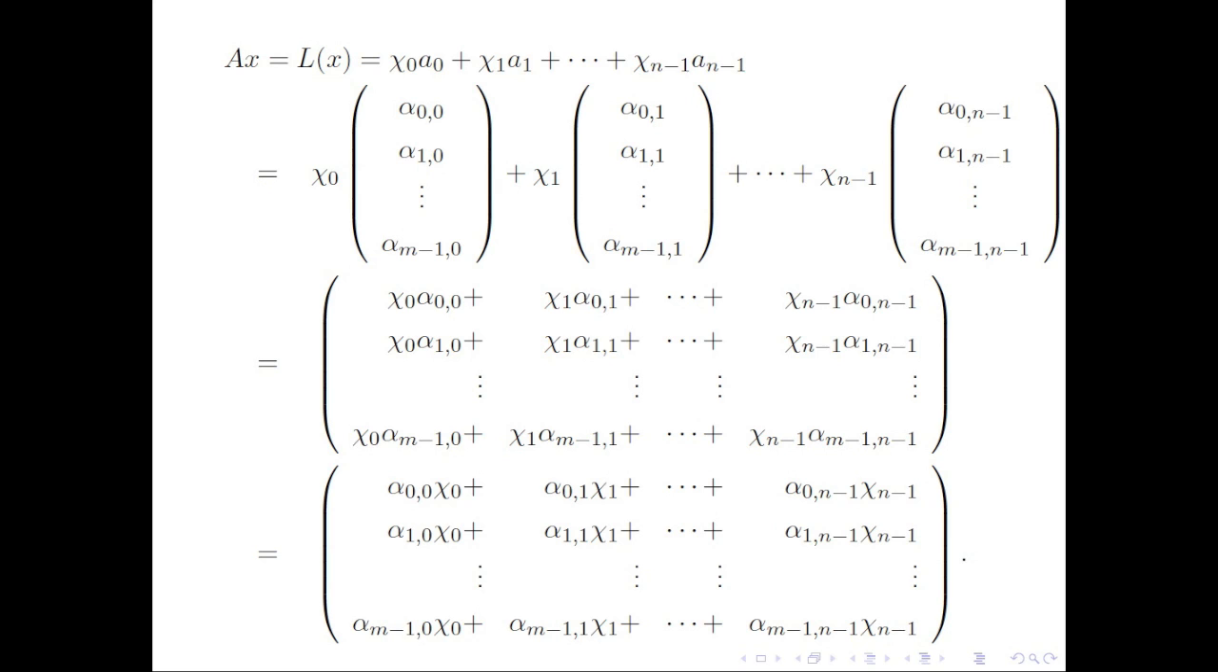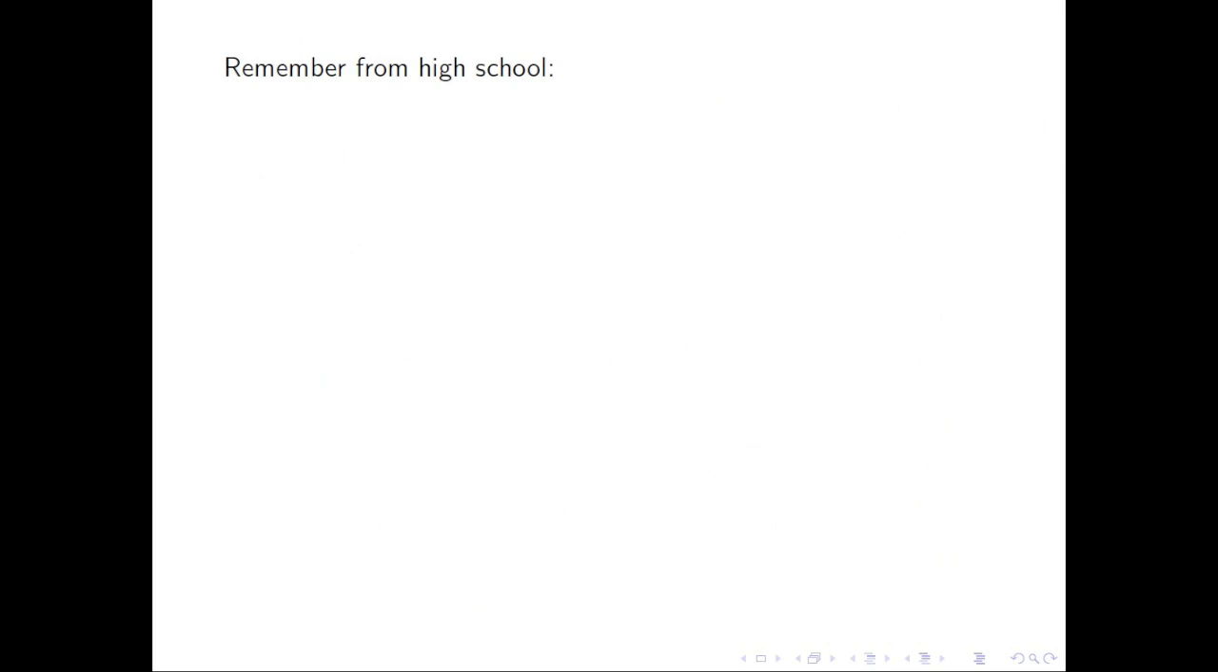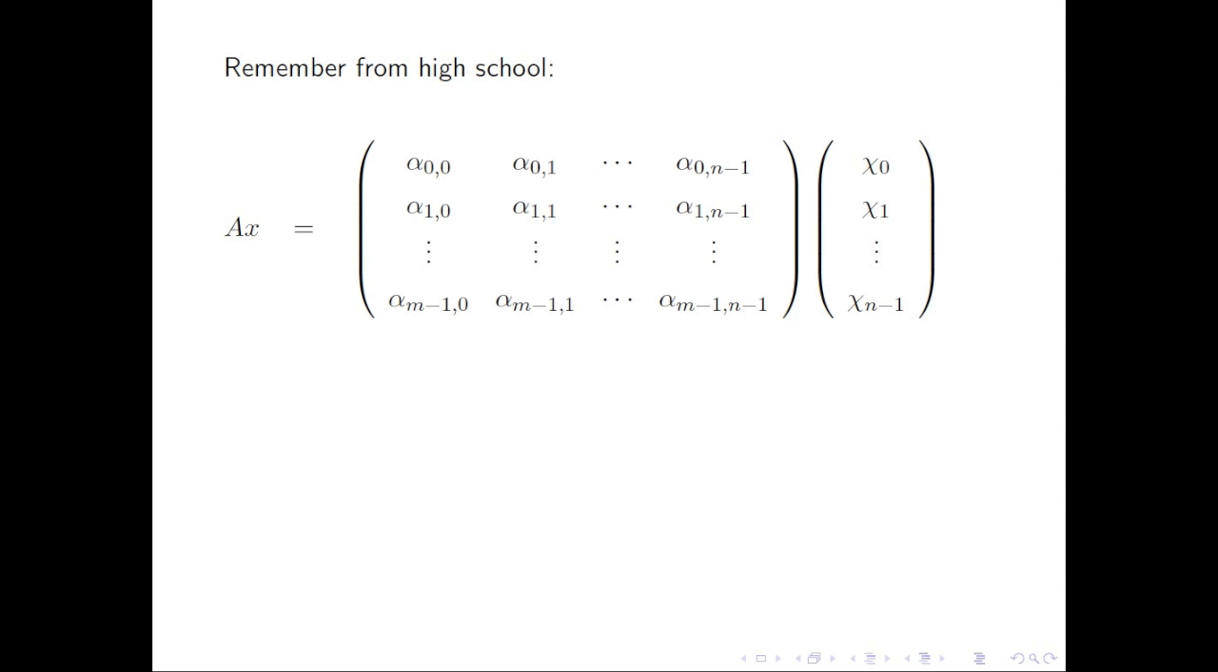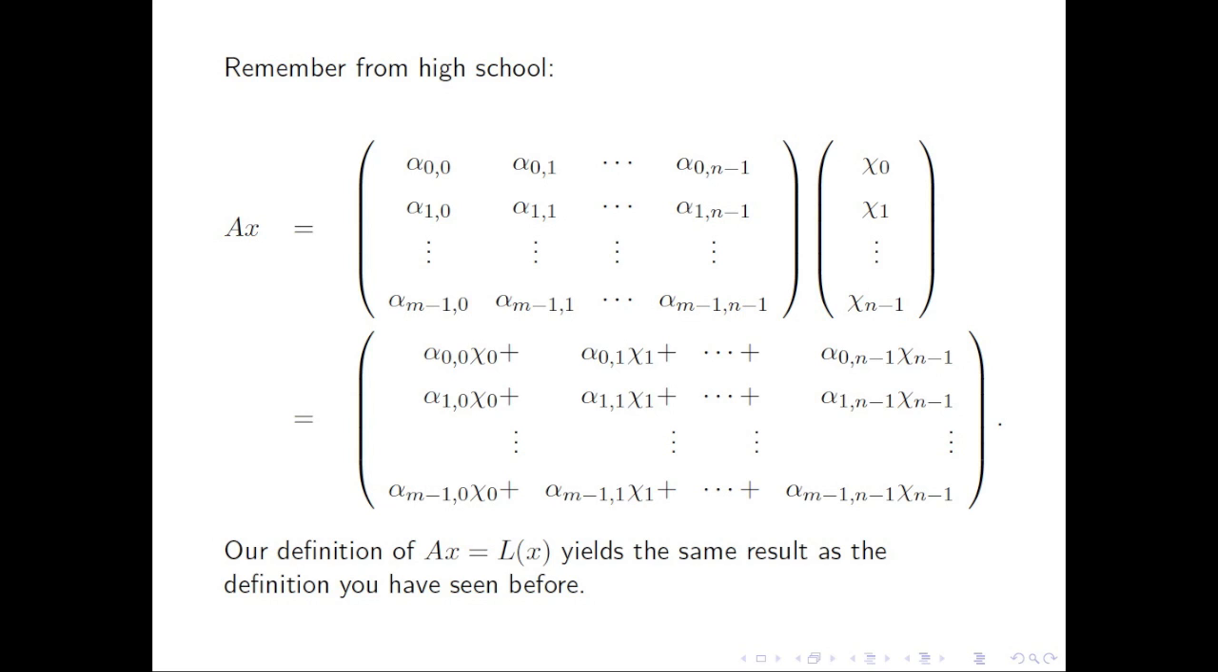Finally, we remember that scalar multiplication commutes. Now, remember from high school how to multiply a matrix times a vector. You get exactly the same result. So, our definition of Ax that makes it just an alternative for L of x yields the same definition for matrix vector multiplication as you have seen before in an algebra class in high school.